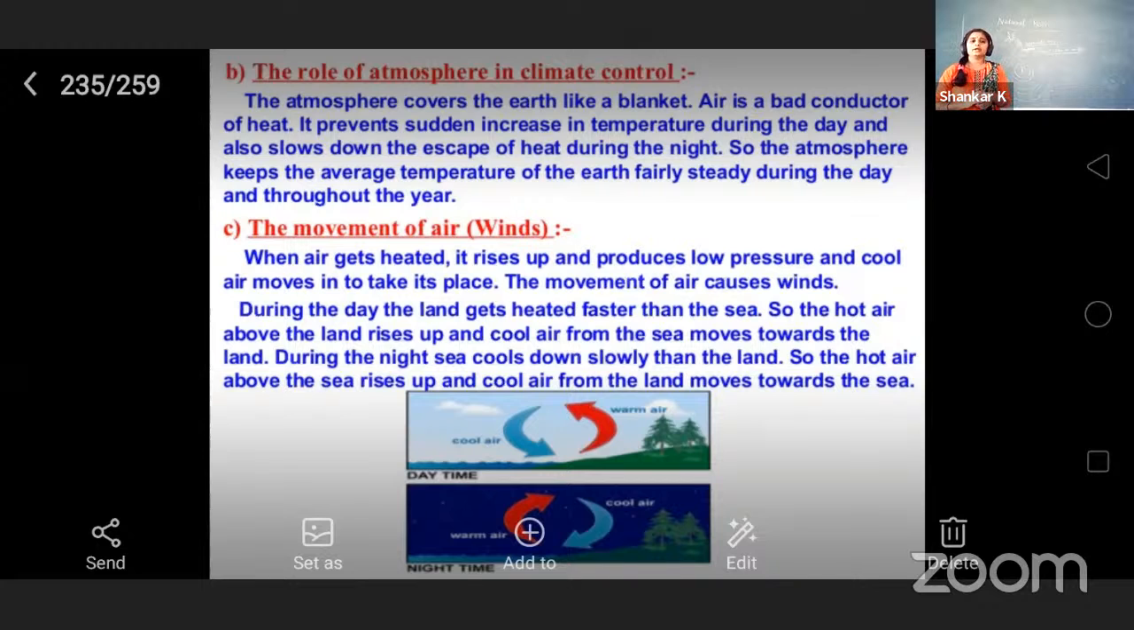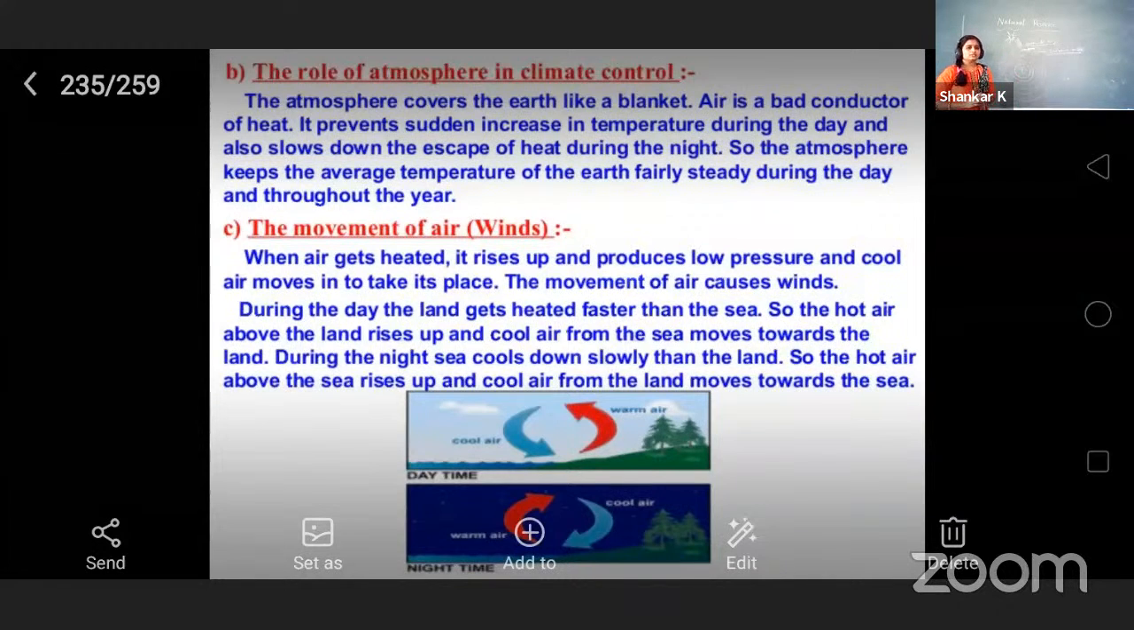So during the day, land gets heated faster than the sea. The sea is covered by mostly water, but the land is dry. So the land gets very hot in the daytime. So the hot air above the land rises up and cool air from the sea moves towards the land.